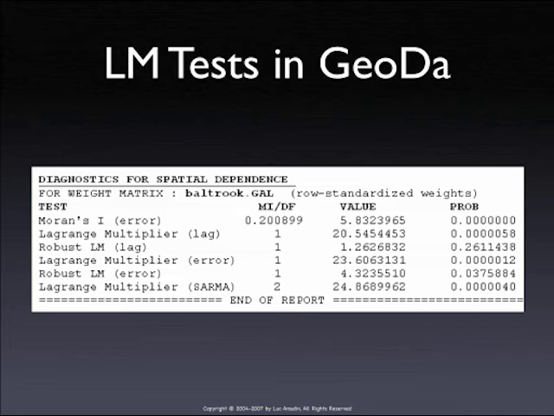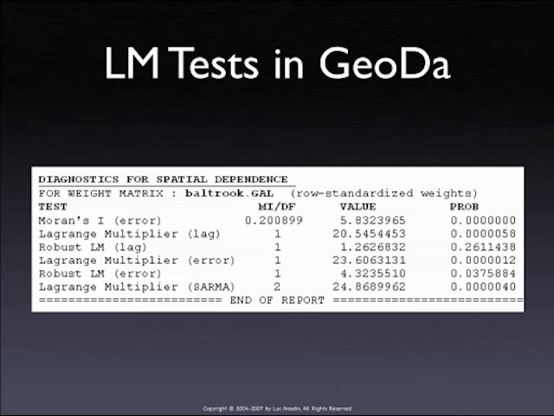The SARMA is not robust. The SARMA is a combination of these two. It's not the sum of these two. In some other situations in econometrics, you simply take the sum of the LM tests. That's not the case here.